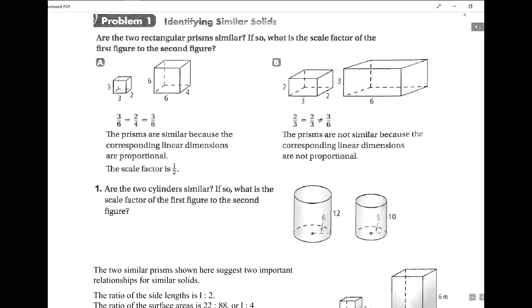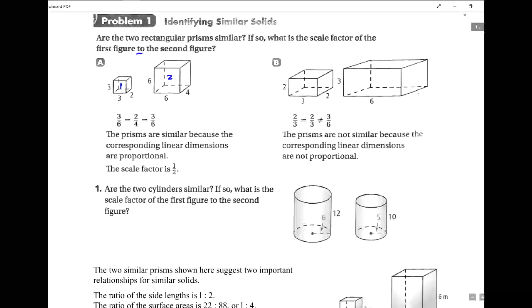Are the two rectangular prisms similar? If so, what is the scale factor of the first figure to the second figure? So we'll label this one number 1 and this one number 2. First figure to the second figure. Remember, it doesn't matter which way the scale factor goes unless it is designated. So we look at our two figures here, and we have sides of 3, 3, and 2 on figure 1, and 6, 6, and 4 on figure 2.